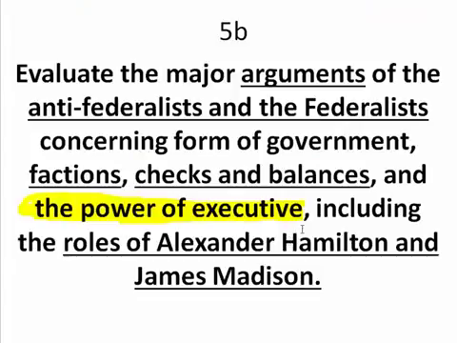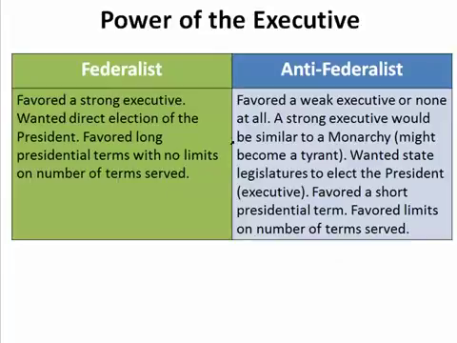Alright, the arguments on the power of the executive, the president in other words. Anti-Federalists favored a weak executive or none at all. Under the Articles there was no executive. There was a president, but he broke a tie vote. That's about it. A strong executive, like a commander-in-chief that had all these roles where he controlled a huge executive, would be similar to a monarchy, they said. Might keep a standing army, might become a tyrant, and they wanted state legislatures to elect the president if there was one, but wanted his power to be weak. They favored short presidential terms if we were to have one, and favored limits on the number of terms that a president could serve.